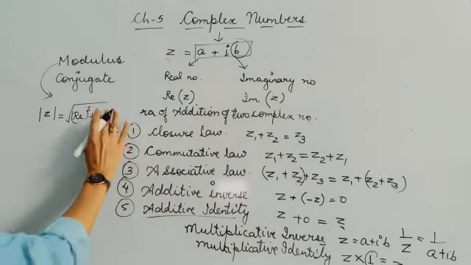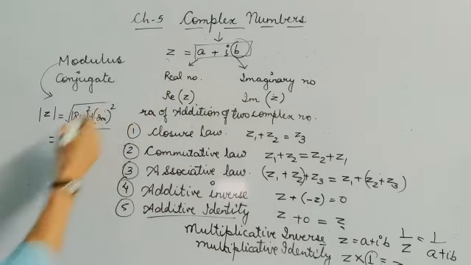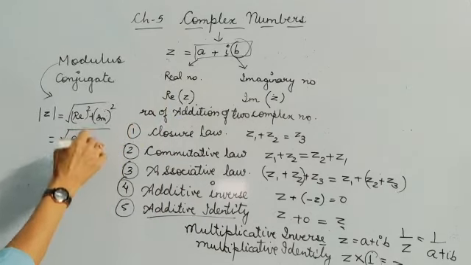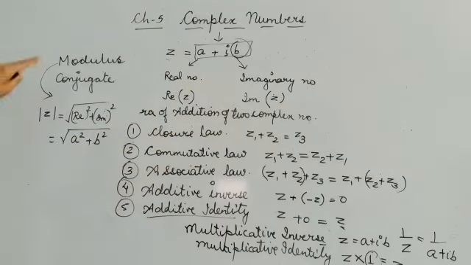So what is your real part over here? It is a, so a square, plus what is your imaginary part? This is b, so this is b square. So this is the modulus. That means we are finding the sum of squares of the real part and imaginary part, and then we are putting it under the root sign.